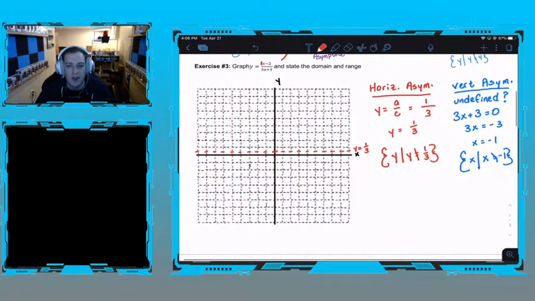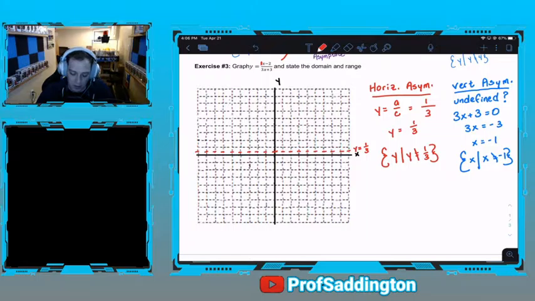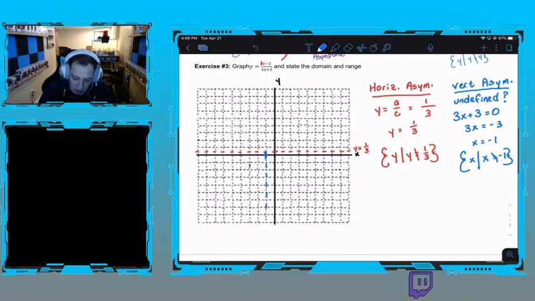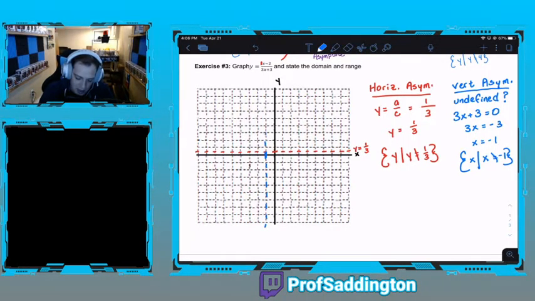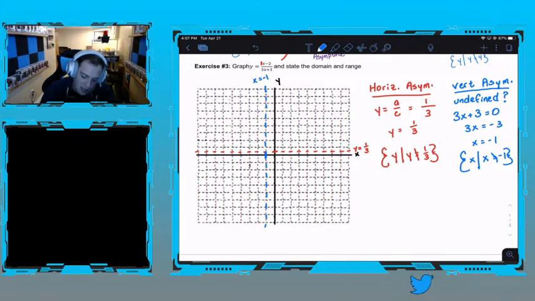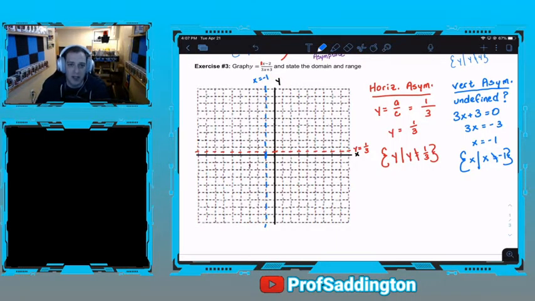We also have to graph the vertical asymptote, which is at x equals -1. This one's a little bit easier because -1 is right on our graph. So I'm going to draw in my vertical line going up and down. And that is at x is equal to -1. So we're not allowed to have answers there.